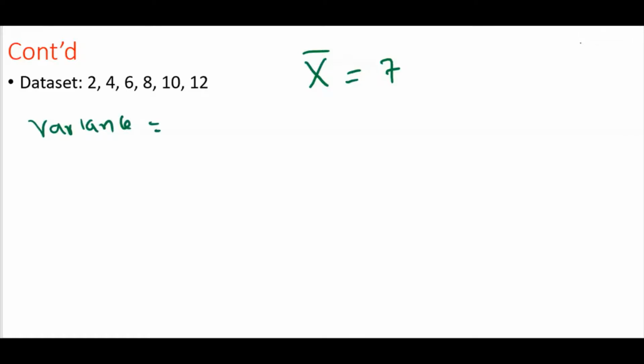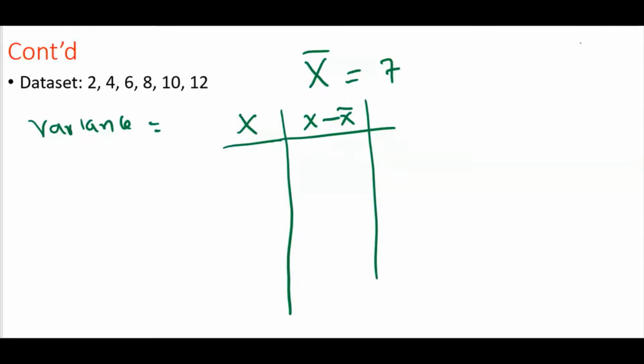What I normally do is, first of all, I write the x values. These are my dataset. Make a table, and then I'll also put x minus x bar, where x bar is the mean, and then x minus x bar, the mean, squared as another column.